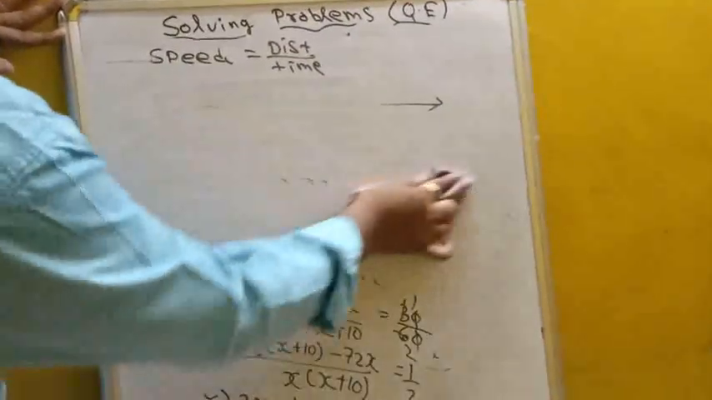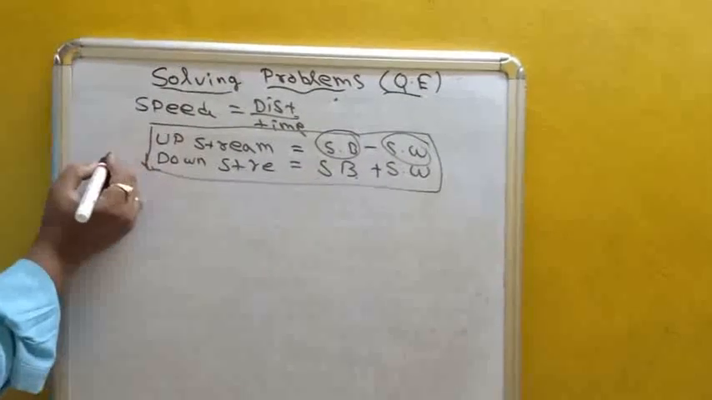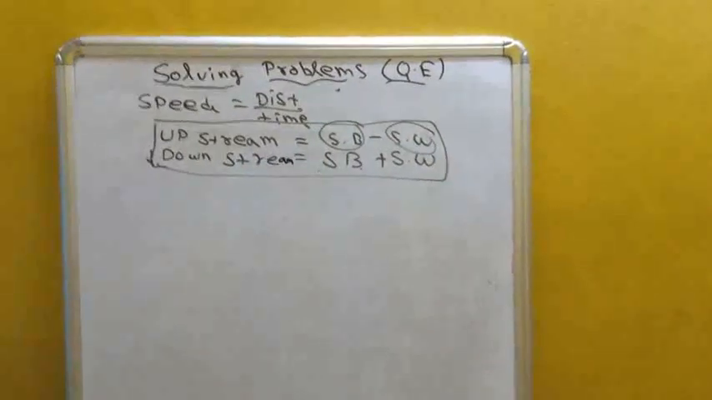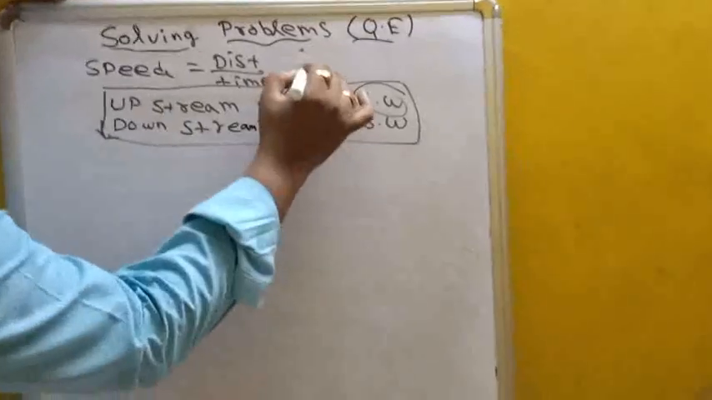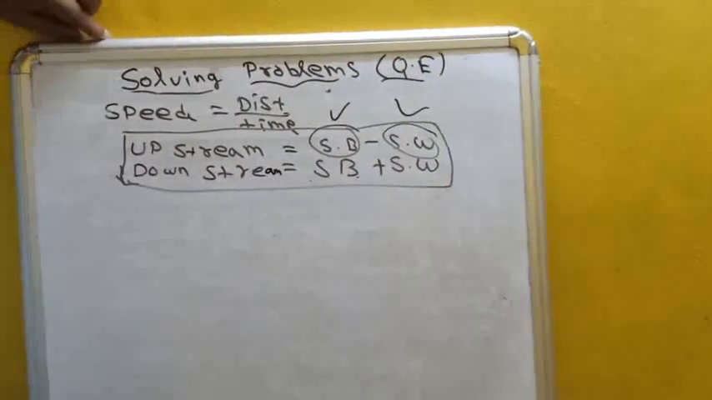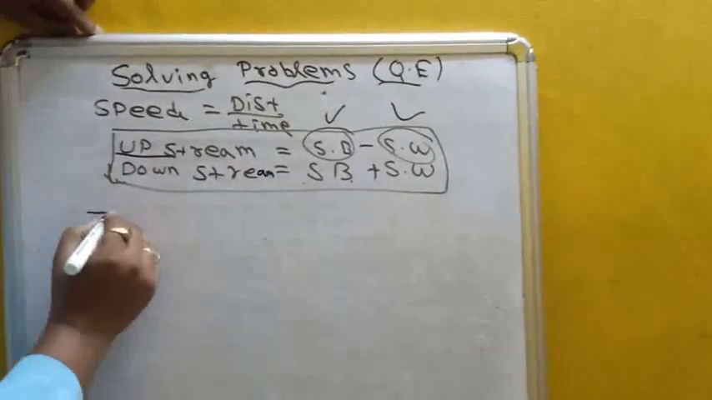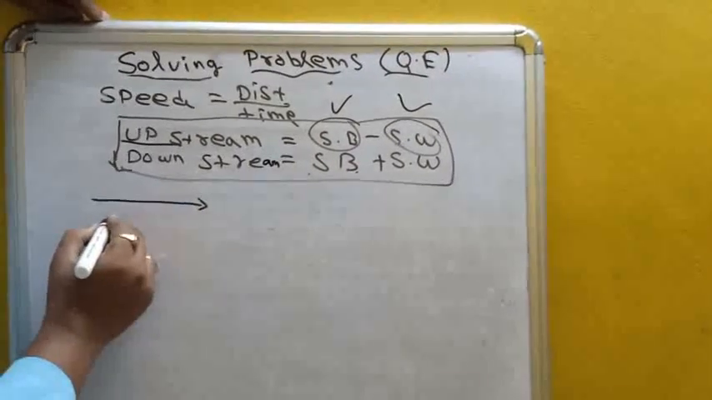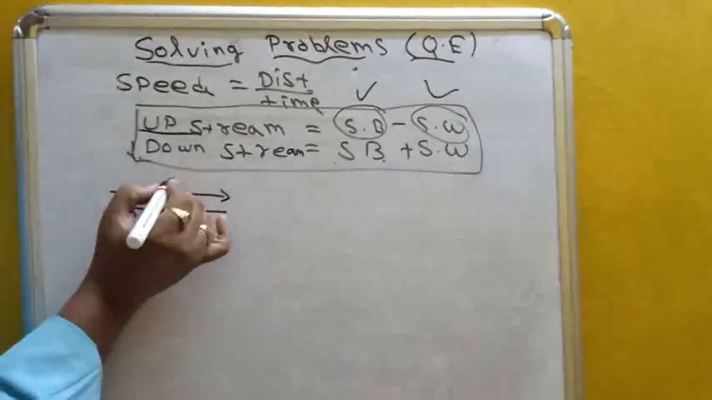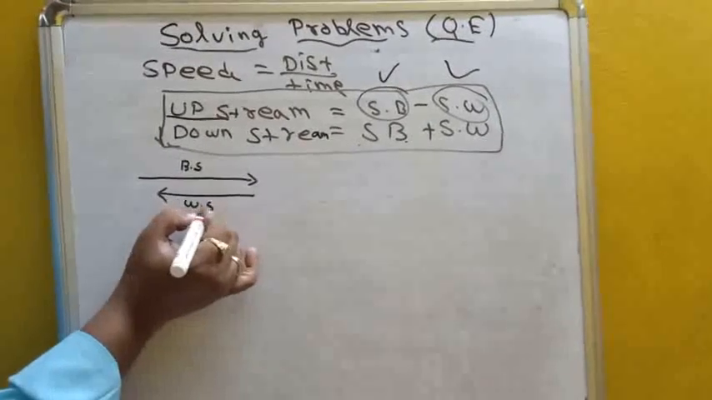Another question I can tell you about the water. Sometimes students face problems in solving upstream and downstream. Upstream and downstream means, first, two speeds are there: boat speed and water speed, or still water speed. Upstream means what? The boat is moving in this direction and water flows in the opposite direction. So this is the speed of the boat, and this is the speed of the water.